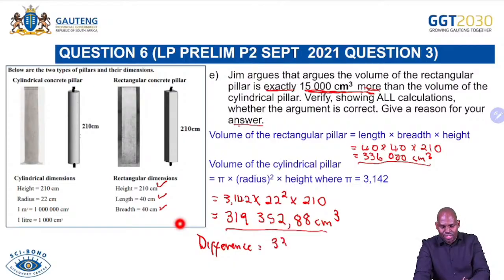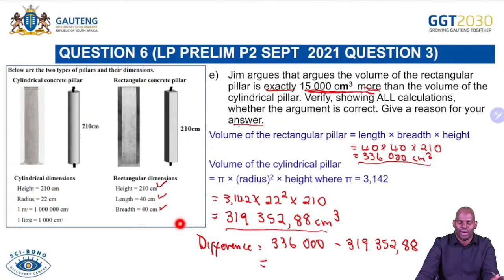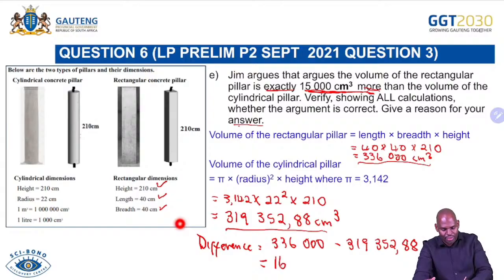So we say difference is 336,000 minus 319,352.88. Then now we can subtract: 336,000 minus 319,352.88. The answer is 16,647.12.